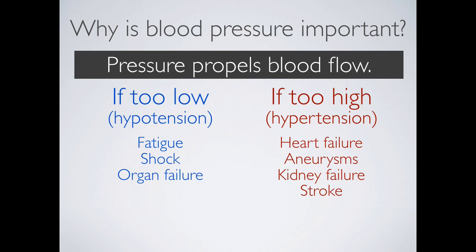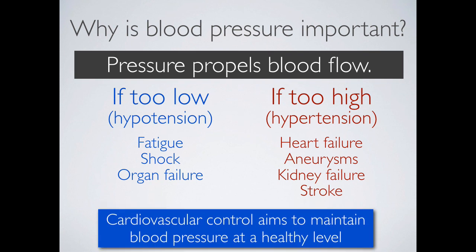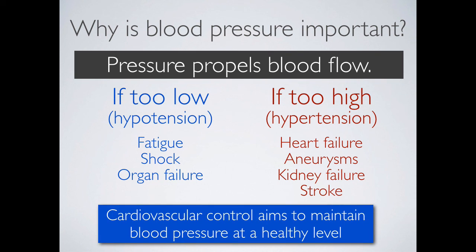Okay, so again, we've got a situation where the body wants to be in a nice Goldilocks style intermediate state. And so a big aspect of cardiovascular control is to try to maintain a healthy blood pressure. So our cardiovascular control aims to achieve that at a healthy level. And we'll have to explain how that works next time.